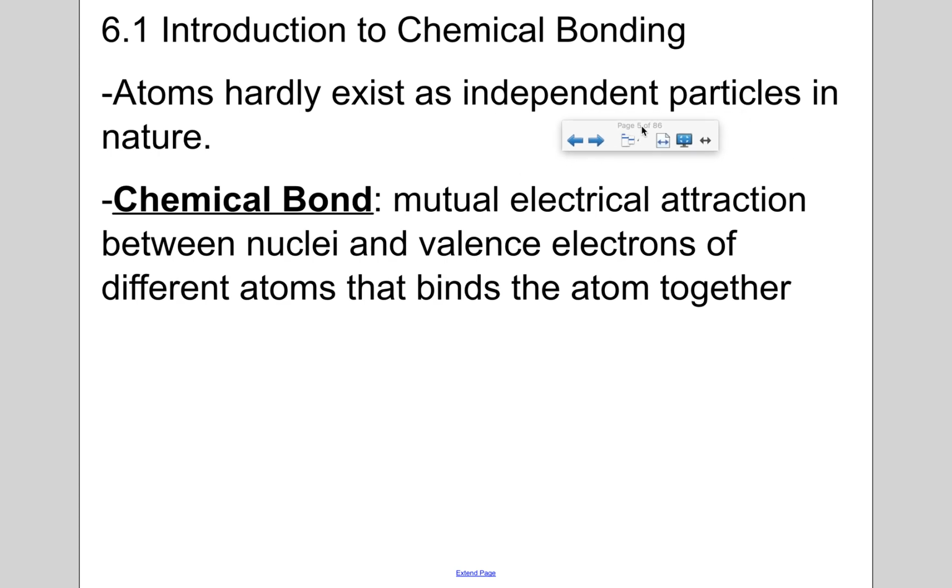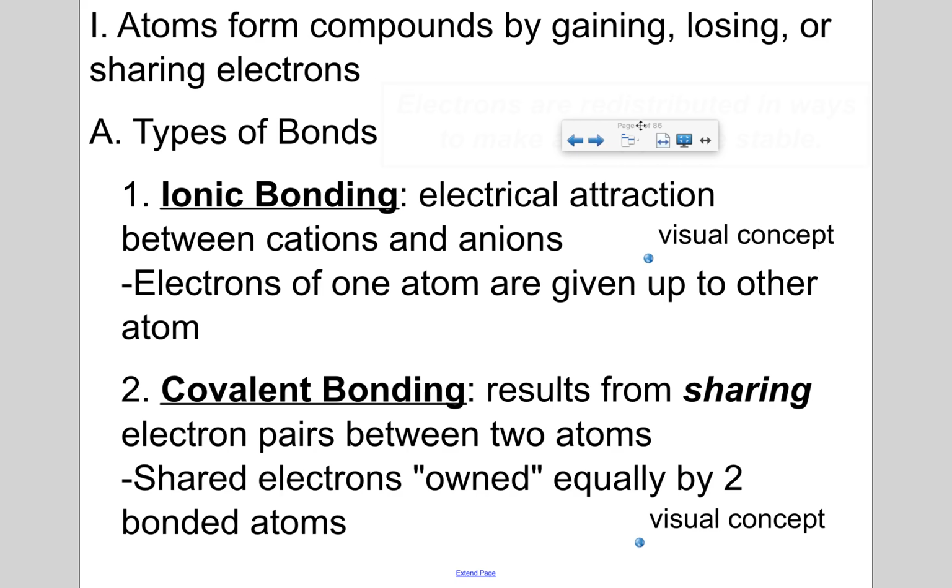Okay, so atoms in nature hardly exist as independent particles. They are usually bonded with another element because they're highly reactive. It's very rare to find something pure or by itself. So the definition of a chemical bond is a mutual electrical attraction between nuclei and valence electrons of different atoms that binds the atoms together. Atoms form compounds by either gaining, losing, or sharing electrons.